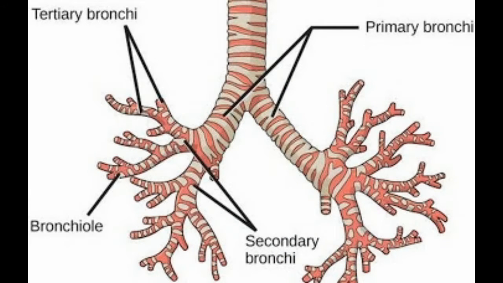The tertiary bronchi split into many smaller bronchioles that spread throughout the lungs. Each bronchiole further splits into many smaller branches less than a millimeter in diameter called terminal bronchioles. Finally, the millions of tiny terminal bronchioles conduct air to the alveoli of the lungs.